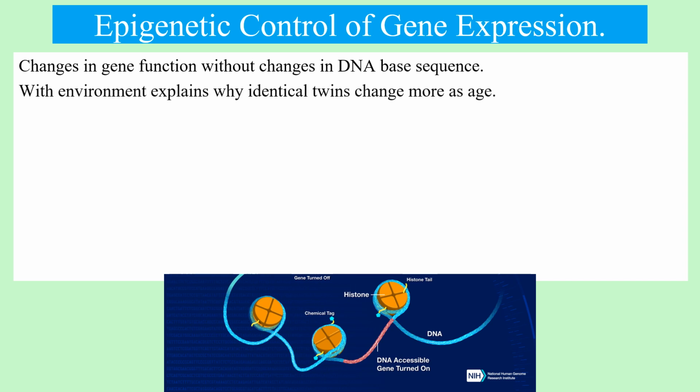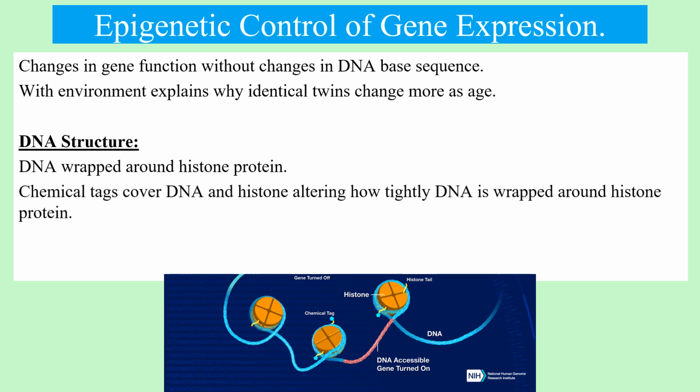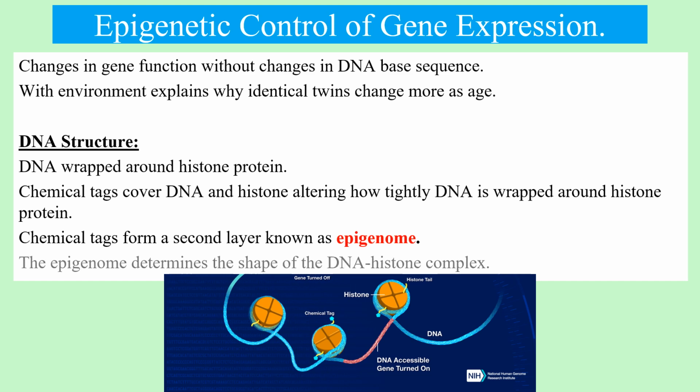And we linked it to twins, and we said the actual structure of DNA is DNA wrapped around the histone protein. Remember, there are 8 histone proteins normally in one complex, and then there are something called chemical tags that cover the DNA, altering how tightly it is wrapped around them. And the chemical tags form this second layer known as the epigenome. And the epigenome therefore determines the shape of the DNA and histone.